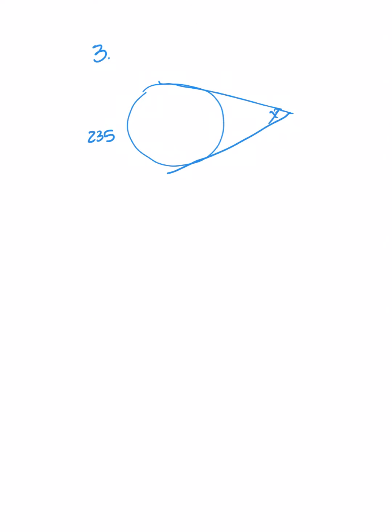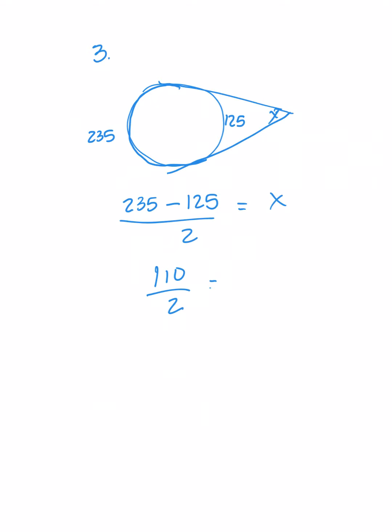So if this big part of the arc is 235, the other part is 125. I take 360 minus 235 and I can get 125. So you can fill that in yourself. And then the rule doesn't change. It's the big guy minus the small guy divided by 2 equals x. Well, 235 minus 125 is 110, I believe. Divided by 2 is x, so 55 is x.